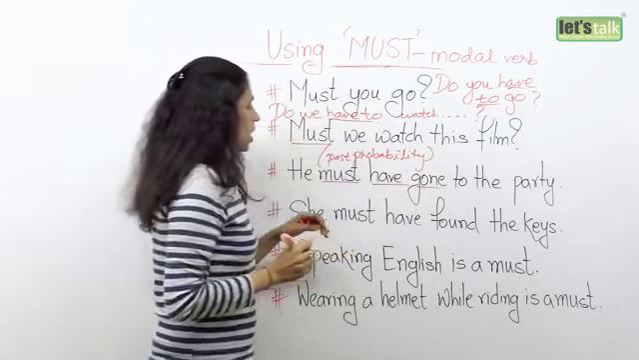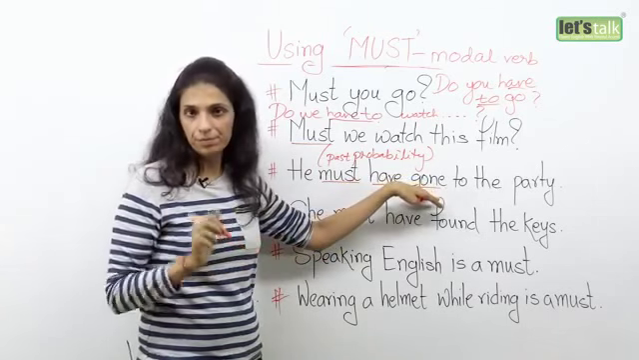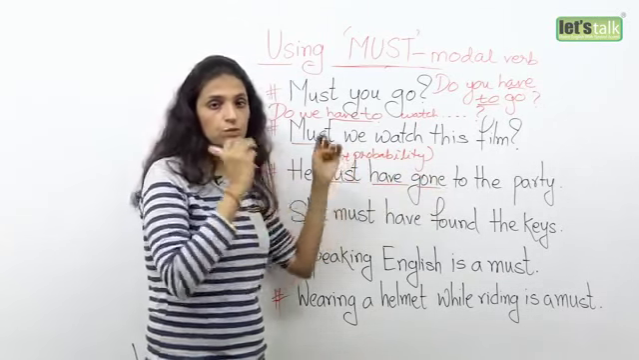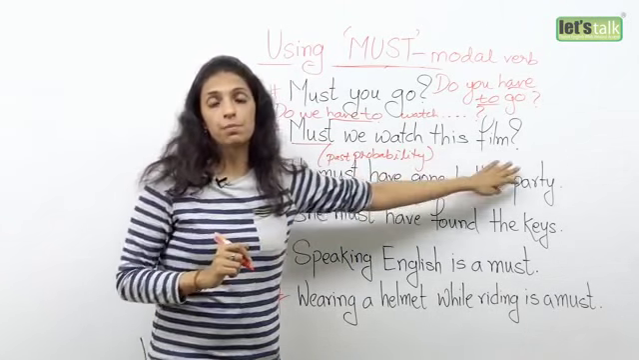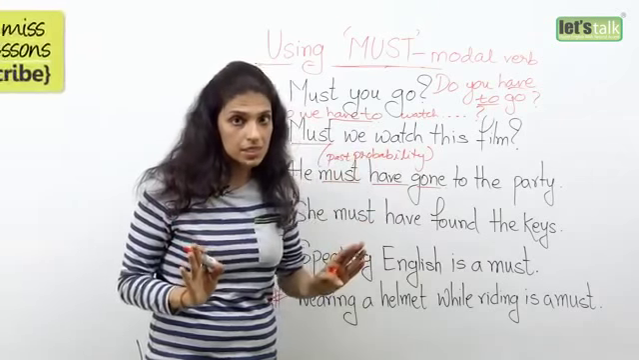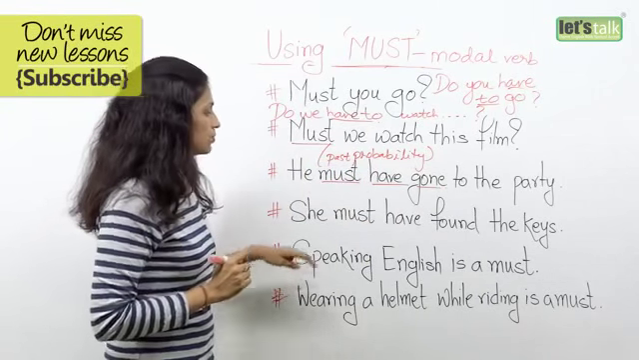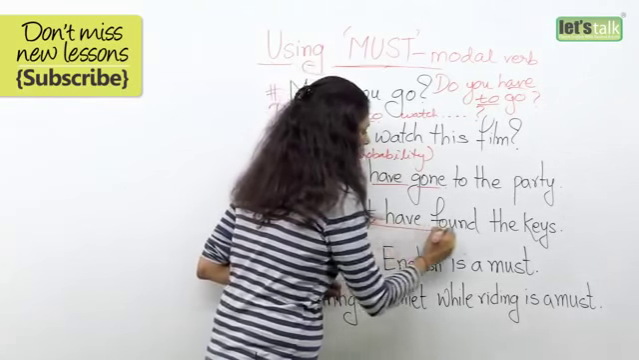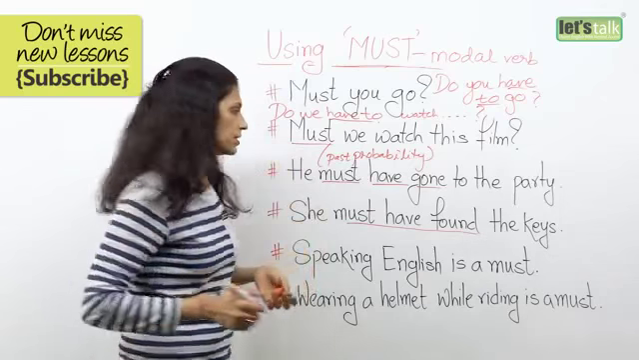So you have he must have gone. Do not say he must has gone. That is incorrect. After must you always have the verb in the original form. So he must have gone to the party. Probability, not sure, a past probability. The next one: she must have found the keys. You're not sure how she entered the house. I'm not sure. She must have found the keys. A past probability.